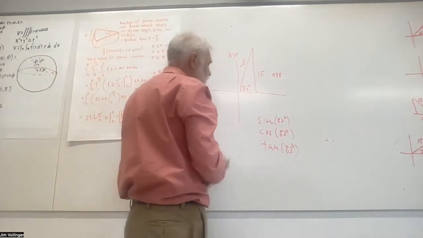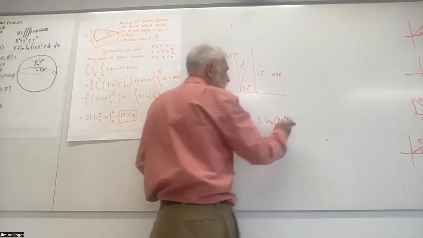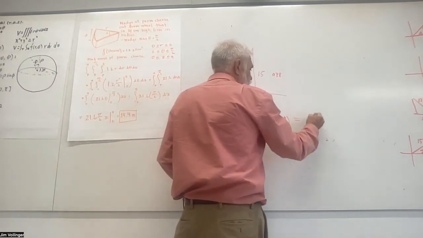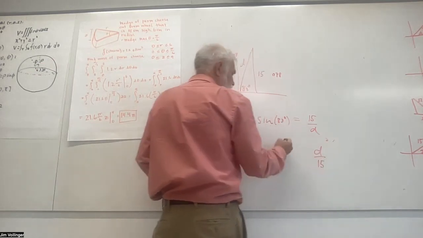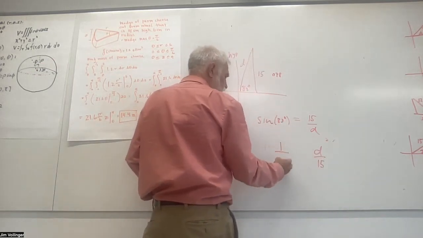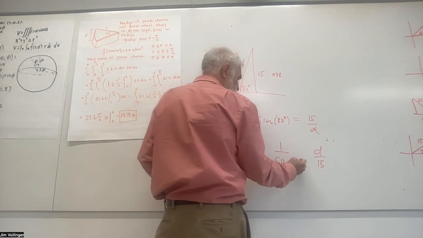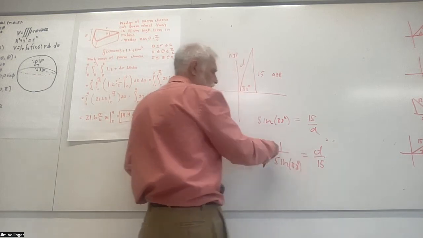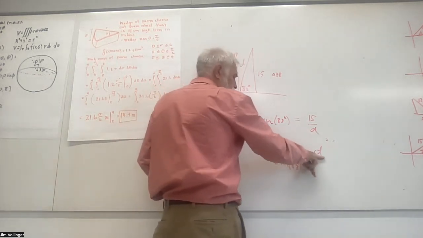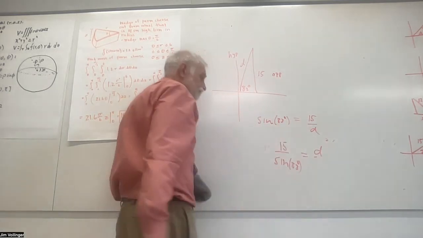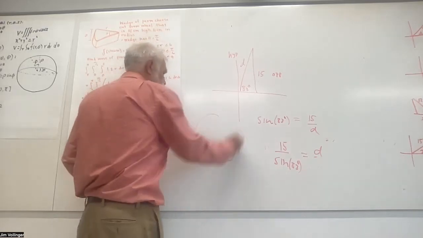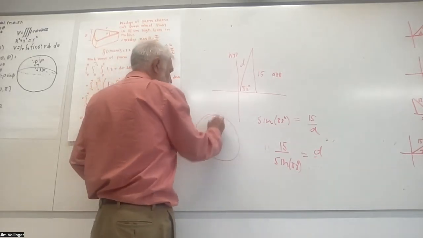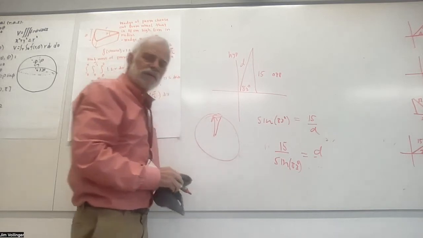All right, so sine of 83 degrees is equal to 15 over D. I'm going to do the reciprocal. D over 15 equals 1 over the sine of 83 degrees. I like doing that. I don't know why. So all I got to do is multiply by 15, and I've isolated D. Sine of 83 is near 1. Sine of 90 is 1, right? Sine of 90 degrees is 1. 83 might be there. Not much difference in the y's.